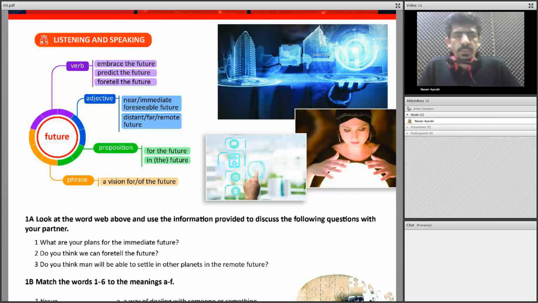Future with preposition. For the future, in the future. For the future, for example, what are your plans for the future? In the future, why is there "in" in parentheses here? It is because "in future" is a British phrase, "in the future" is an American phrase. So both are equally correct and possible. So in the future, what will life be like in the future?